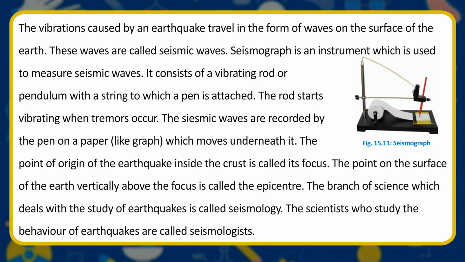The vibrations caused by an earthquake travel in the form of waves on the surface of the earth. These waves are called seismic waves. Seismograph is an instrument which is used to measure seismic waves. It consists of a vibrating rod or pendulum with a string to which a pen is attached. The rod starts vibrating when tremors occur. The seismic waves are recorded by the pen on a paper, like graph, which moves underneath it.